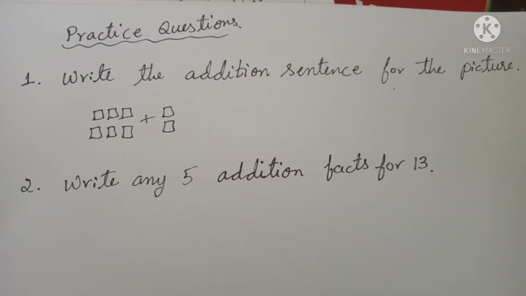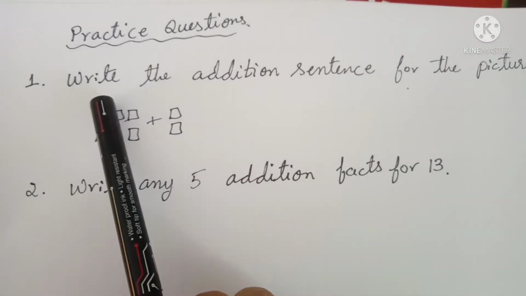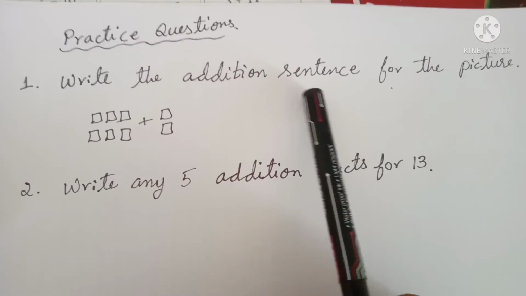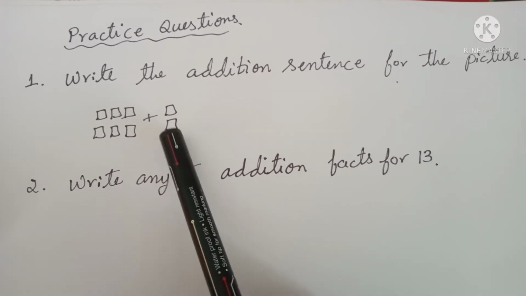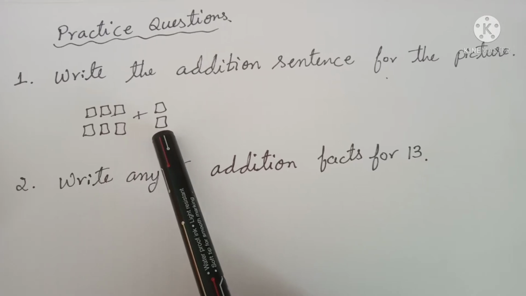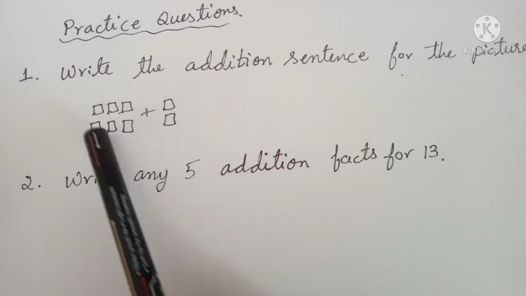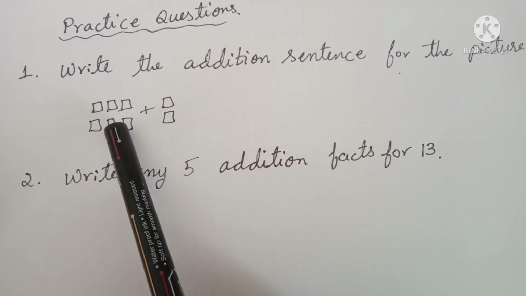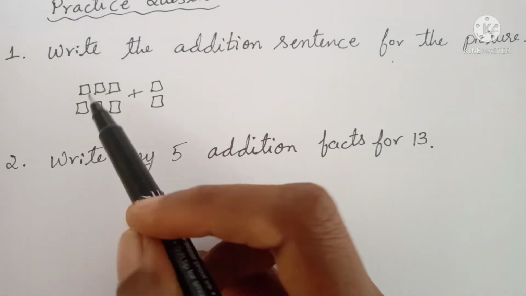Children, now let us solve the practice questions which are given in your textbook. First one is, write the addition sentence for the picture. See, here one picture is given. You need to write the addition sentence for this picture, children. First, count the number of squares in the first group. So, how many squares are there in the first group? Let us count, one by one.